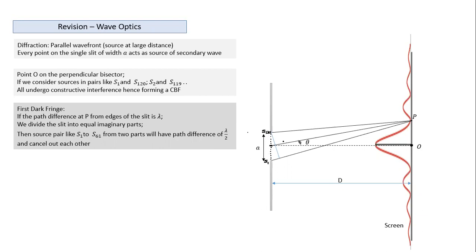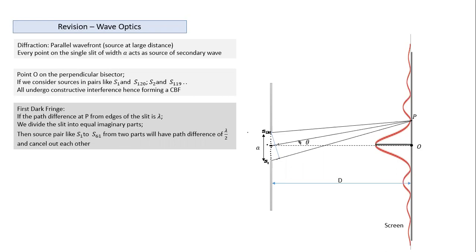Now what we do here, if from here to here the path difference is lambda, the path difference between S1 and S20 is lambda. The path difference between S1 and S61 will be lambda by 2. S2 and S62 will be lambda by 2. As with the third source, and here also the corresponding third source, if we keep taking pairs, one source here, one source here, starting from the lower end. If we keep pairing, then if we take pairs like S1 and S61, they will have a path difference of lambda by 2, and hence they will cancel out each other.